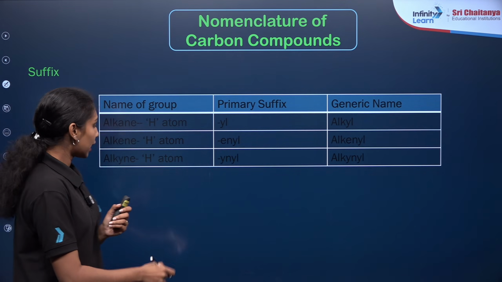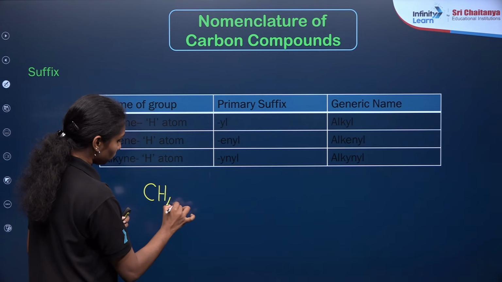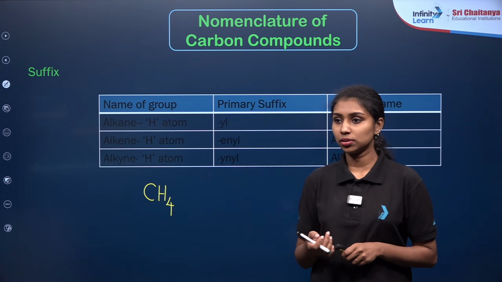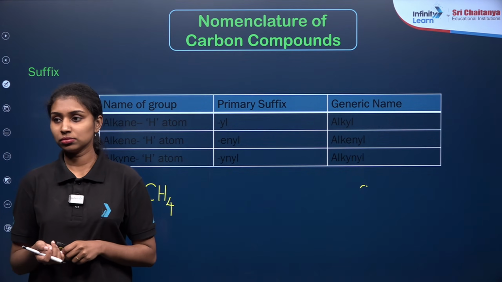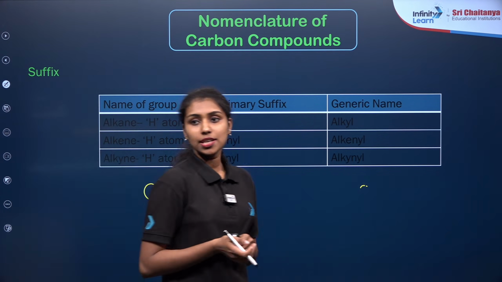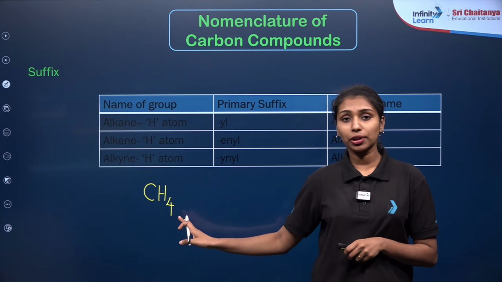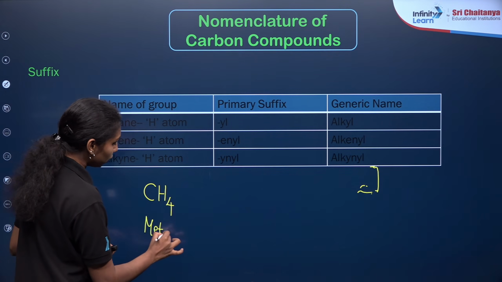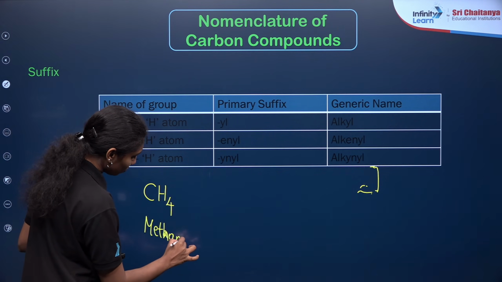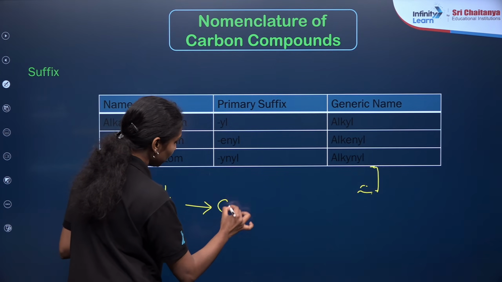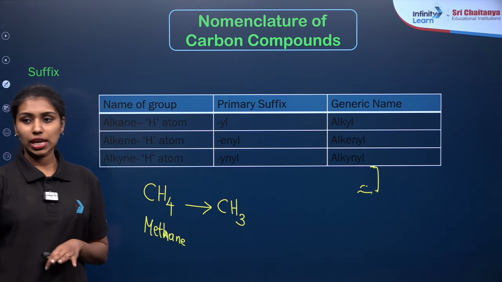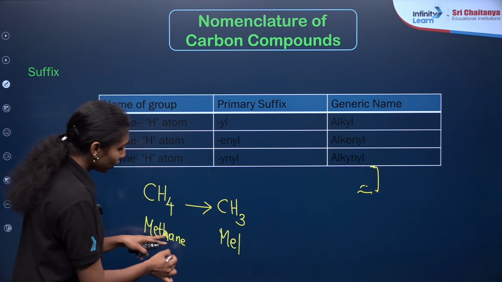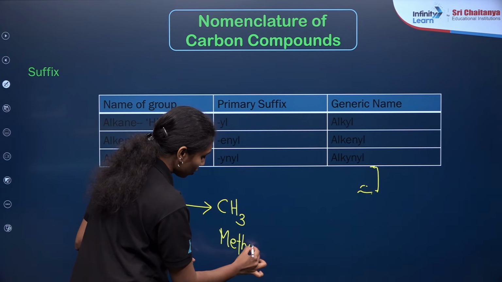Then again, for example, if I am taking the CH4 molecule, what is the name of this compound? CH4 is methane. So if I remove one of the hydrogen atoms from the CH4 molecule, it easily forms the CH3 group. Now what will be the name of this compound? The name will become methyl. The suffix ane changes to yl. Is that clear?